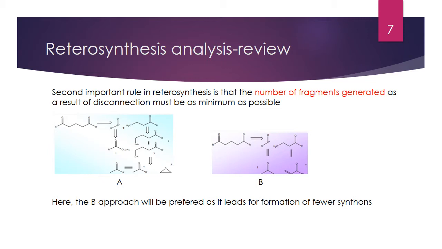In the B approach, we simply think that we have a synthon A, and synthon A can be thought of as coming from a ketone, and we have synthon B, and synthon B can be considered to be obtained by conjugate addition to a conjugated system, right? So this is an alpha beta enone. In disconnection B, since we have only two fragments obtained, and in disconnection A we have a large number of synthons, disconnection B will be favored, will be preferred, because it involves generation of the least number of fragments.